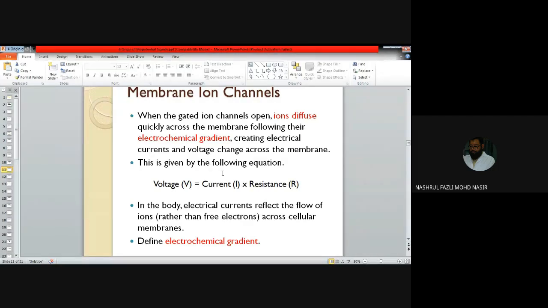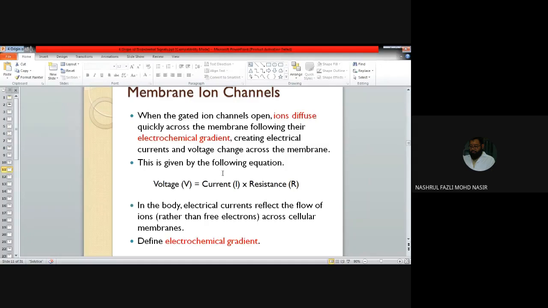Gradient, in Malay they call it kecerunan. There's a slope. A slope means that one is more and one is less. It is based on maybe electrical. We will see what the meaning of electrochemical gradient is. But to give you some idea, it means that there's a difference in the electrical situation there, and also the chemical, which is more and which is less.